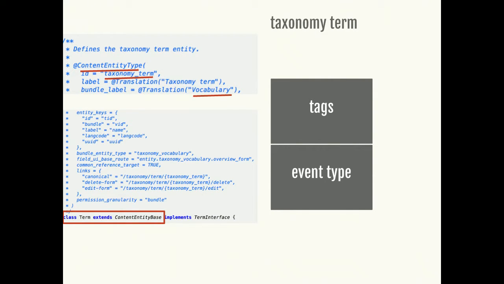So same as before, we see that this term is extending the content entity base class. And we can see that it defines the bundle label as vocabularies. So for terms, instead of saying term types, we say vocabularies, but it's the same concept we had with nodes. What content types are to nodes is the same as what vocabularies are to taxonomy terms.